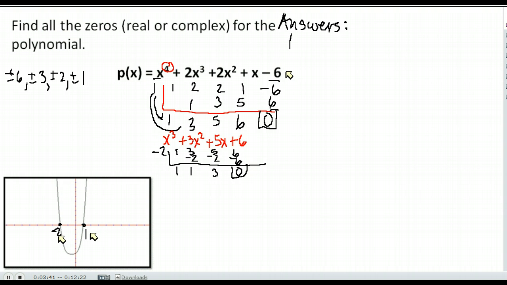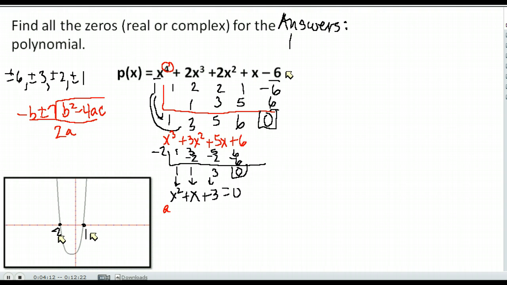The more important thing is that now we're down to an x squared. We drop 1 more degree. These are our coefficients. So we have 1x squared, positive 1x, positive 3. Okay, we set that equal to 0 to find our other zeros. It does not factor, so we plug it into the quadratic formula, which again is negative b plus or minus the square root of b squared minus 4ac all over 2a. A is the number in front of x squared, b is the number in front of x, and c is that constant on the end.